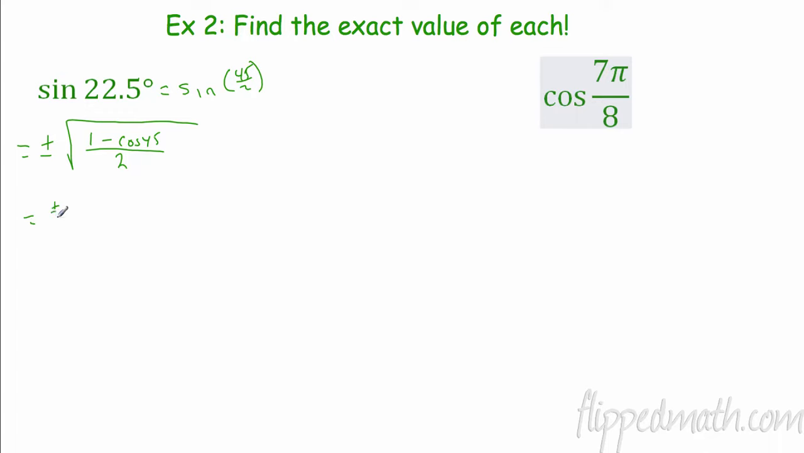So let's take a look. Cosine of 45 is radical 2 over 2. So it's 1 minus radical 2 over 2, all over 2.